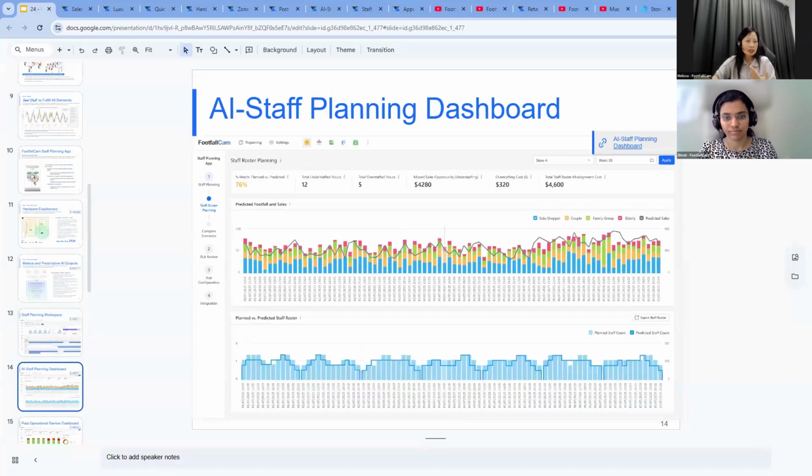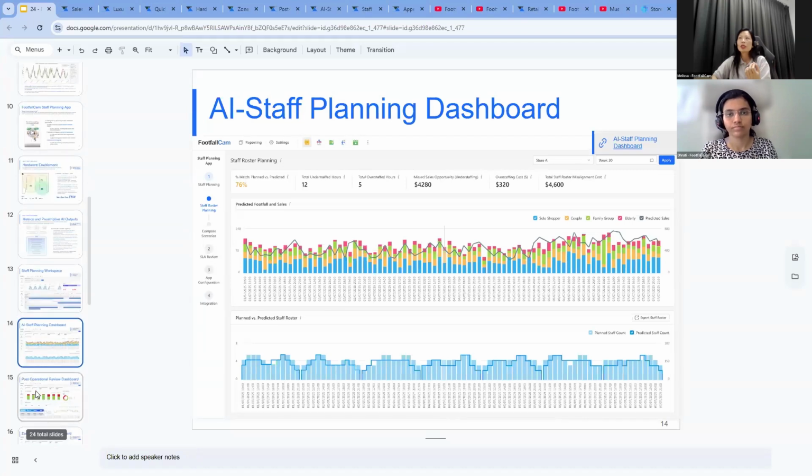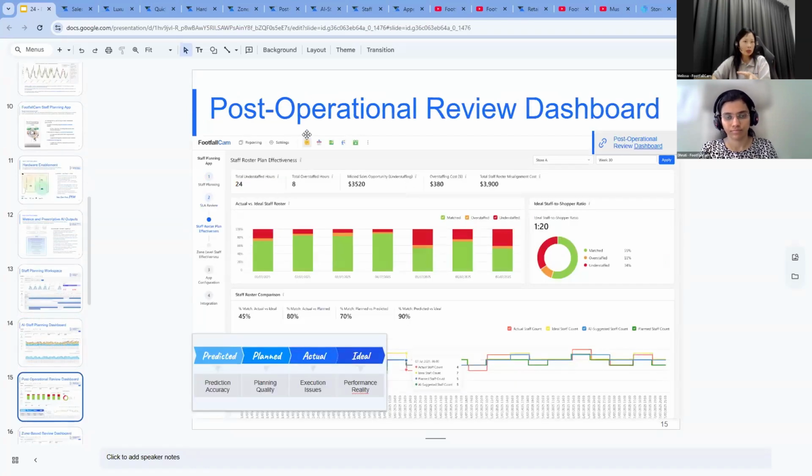Now the next step is to move on to the review stage, where we close the loop and learn from what actually happened. So far, you have predicted the demand, you planned the staff accordingly, and then the store executed that plan. Now we ask, how close did we get to what was actually needed? Was the staff planning successful?